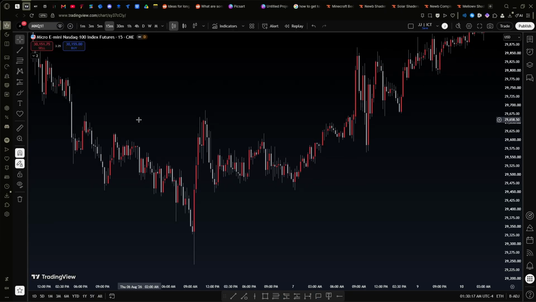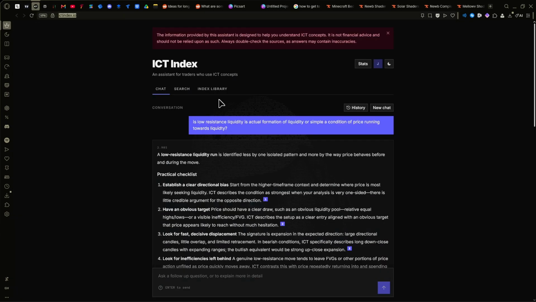But just to prove to you that there is no such thing as low resistance or high resistance liquidity, let me just show you. Okay. I was in here earlier before I even started this video just to make sure I wasn't wrong, just to make sure that I know my stuff, because I learn only from ICT. I don't learn from anyone else. You guys know this. So I asked it, is low resistance liquidity an actual formation of liquidity or simply a condition of price running towards liquidity?